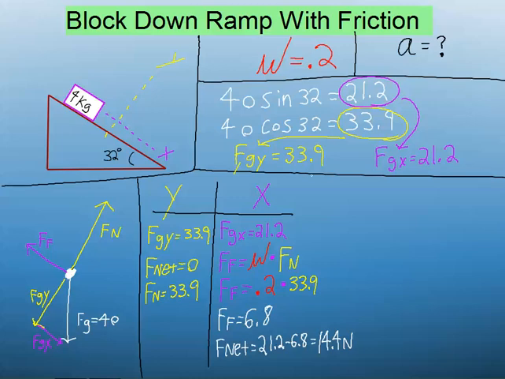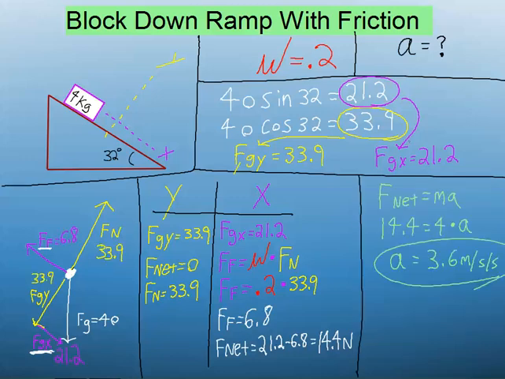We know that the force of friction is going to be 6.8, and the net force in the x direction is simply going to be FGX, how hard gravity is pulling it down the ramp, minus how hard friction is pulling it up the ramp. And we end up with a net force of 14.4 newtons going down the ramp. If you've been paying attention to these videos closely, then you're probably sick of hearing the next step, but it's time for F net equals ma to finish this thing off. So we found that the net force was 14.4, and the mass was 4, which gives us an acceleration of 3.6 meters per second.